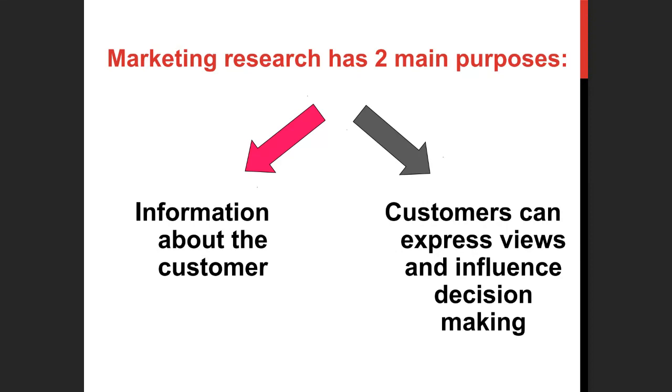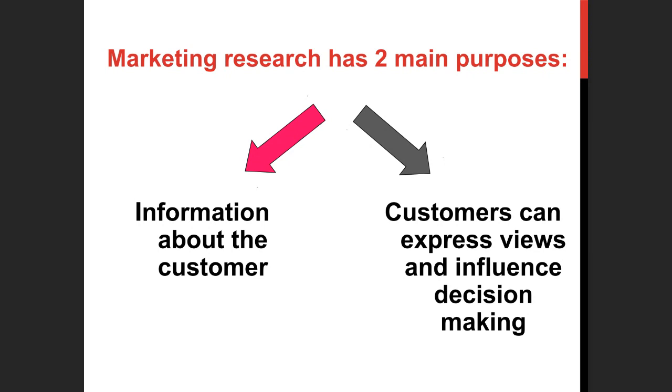Marketing research has two main purposes. That is to get information about the customer, and customers can actually express their views or perceptions, which would then influence decision making. But now when we say marketing research has two purposes, if you analyze that information coming directly from the slides, which are also used in your textbook, you will see that it's more or less the same thing. So what are those two purposes?